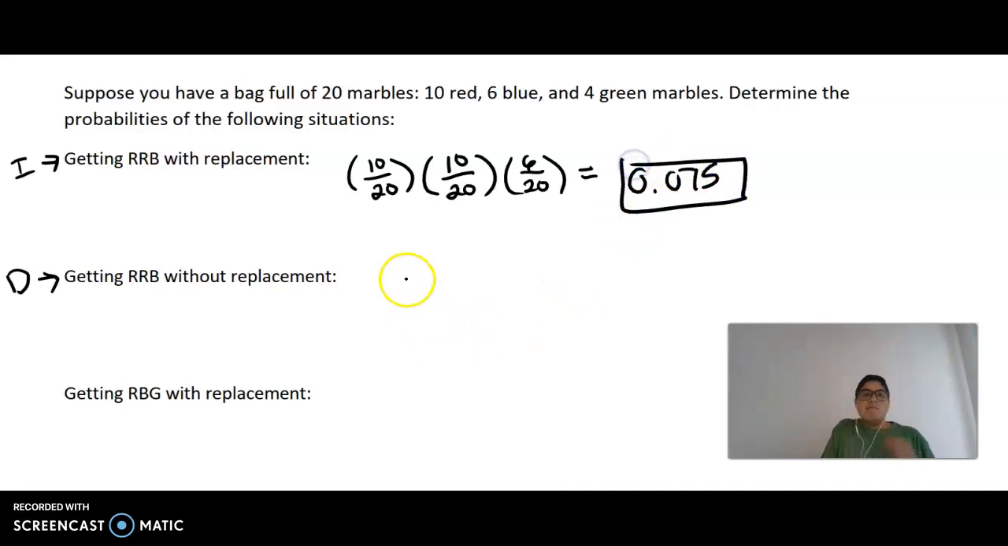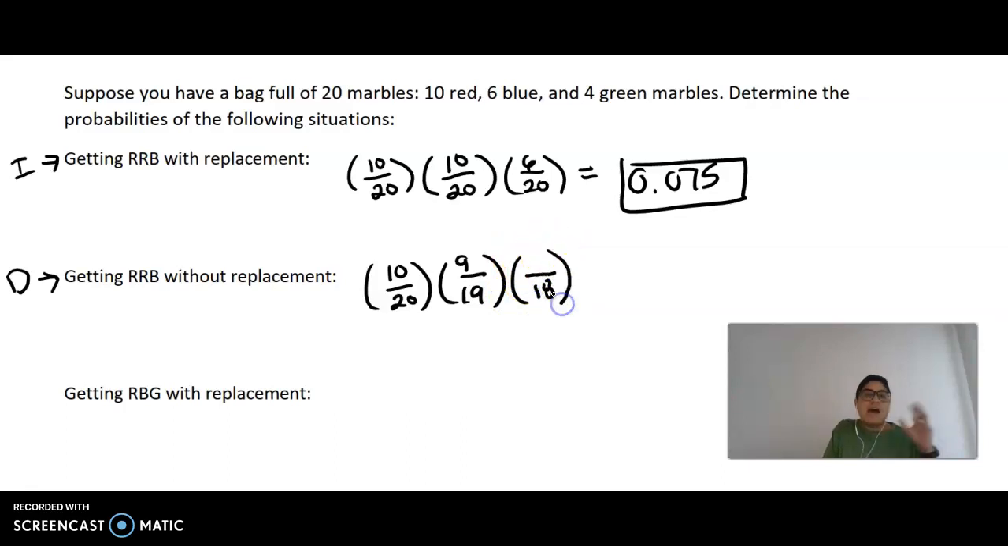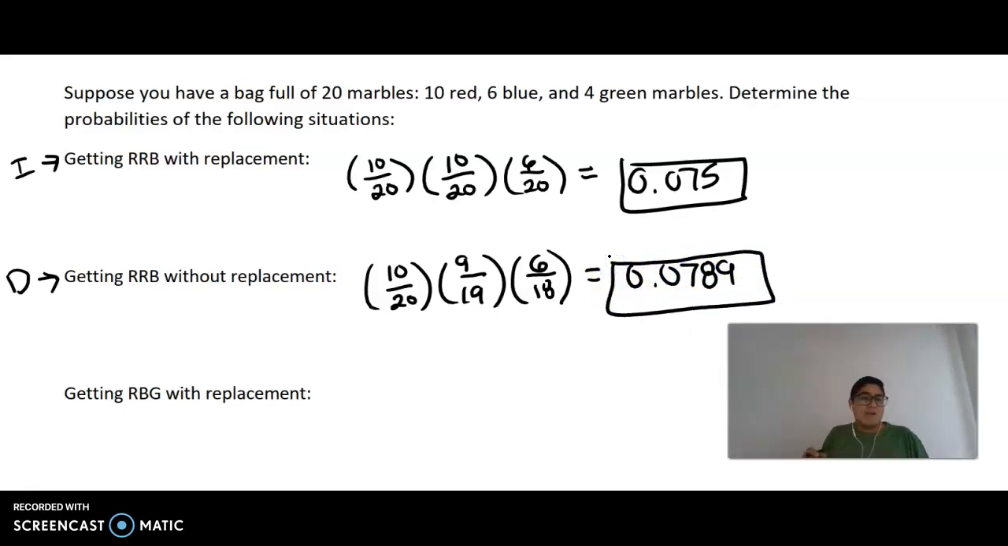Not too bad. But now let's suppose I pull a marble out and then I do not replace it. So now my first marble could be 10 out of 20. Then the probability of getting a red marble the second time would be 9 out of 19 because now there's only 19 marbles. Probability of getting a blue now, there's 18 marbles because I've already pulled out 2 of the marbles, and then there's 6. So when I take those probabilities, I get about 0.0789. So you're like, wait a second, why is it higher when you're doing it without replacement?